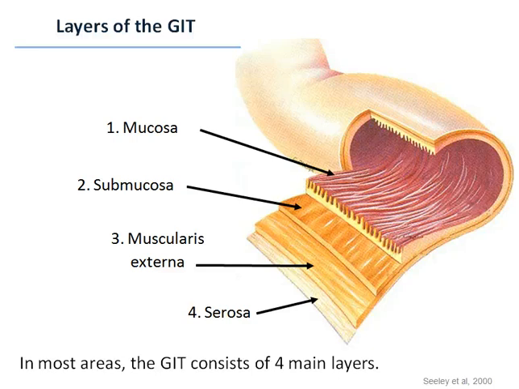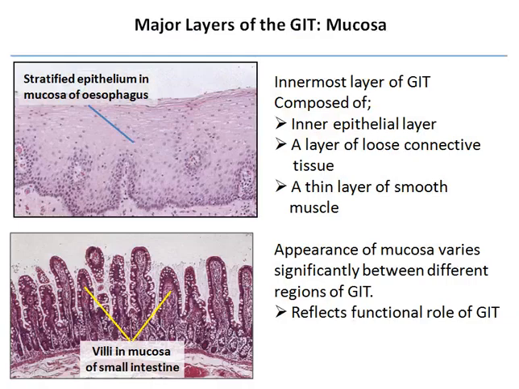Now although these 4 basic tissue layers exist throughout the majority of the gastrointestinal tract, the appearance of each of the layers can vary quite a bit depending on where you are. For example, the mucosa of the esophagus looks quite different to the mucosa of the small intestine. So both parts of the gastrointestinal tract have a mucosa, it's just that in each area the mucosa is quite different. And that difference reflects different functional roles. I'll show you what I mean in the next slide.